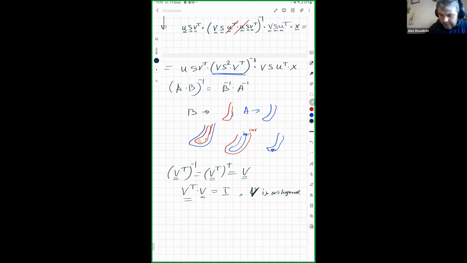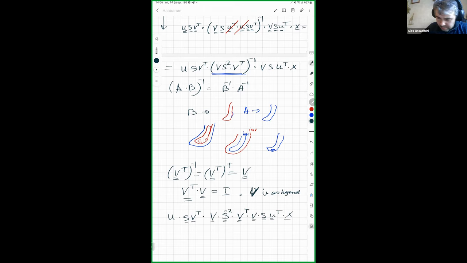So now let's rewrite this expression here. U S V transpose, and then the inverse of S squared is simply, because it's a diagonal matrix, all you need to do is take one over these elements on the diagonal, right? And therefore we will write here V, multiplied by S minus 2, which means that we just took the diagonal elements and inverted them, and multiplied by V transpose, and then multiplied by V, multiplied by S, multiplied by U, and multiplied by X, okay?